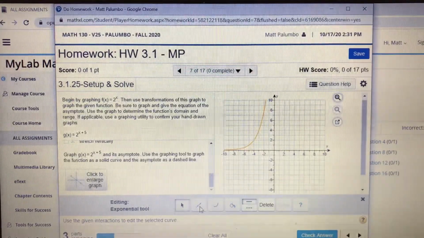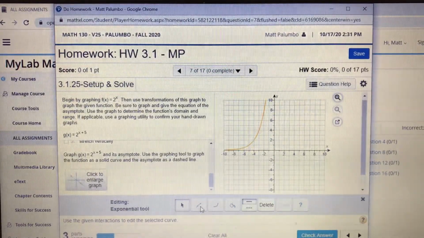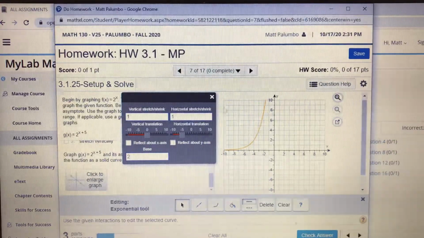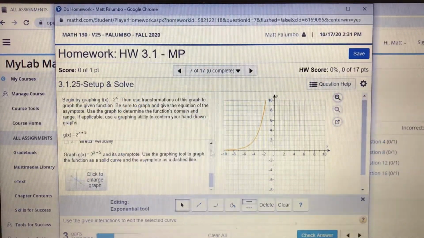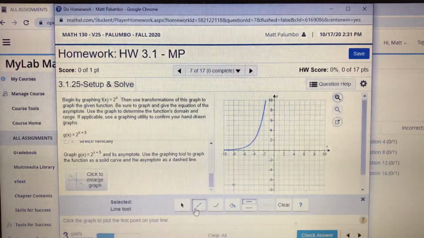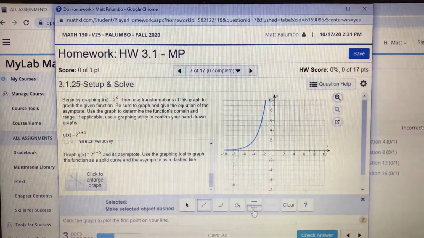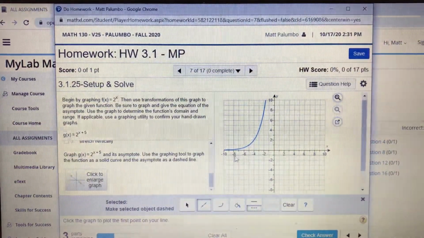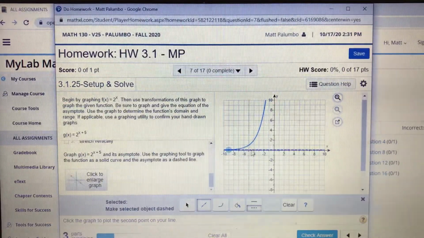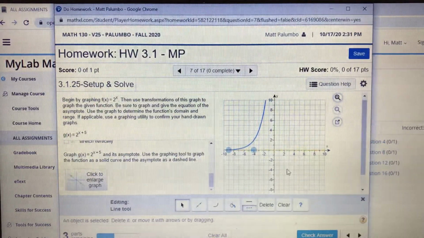Down here, if you look at my mouse, this is the line tool. Okay, this is the line tool. I need to click a line, and I need to click the dashed line. To do an asymptote, it has to be dashed. There it is. And now, this asymptote was right here at y equals 0. And that line has not moved up or down at all.